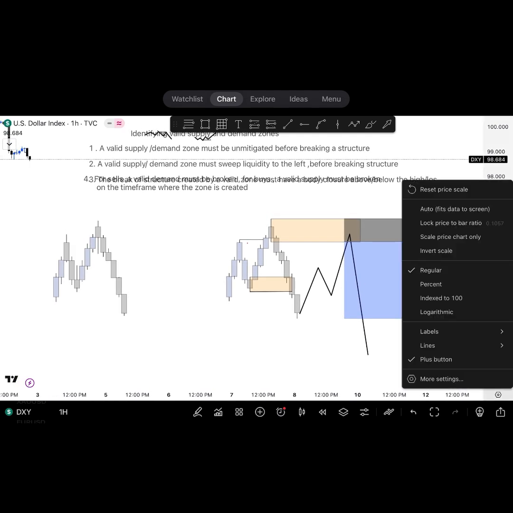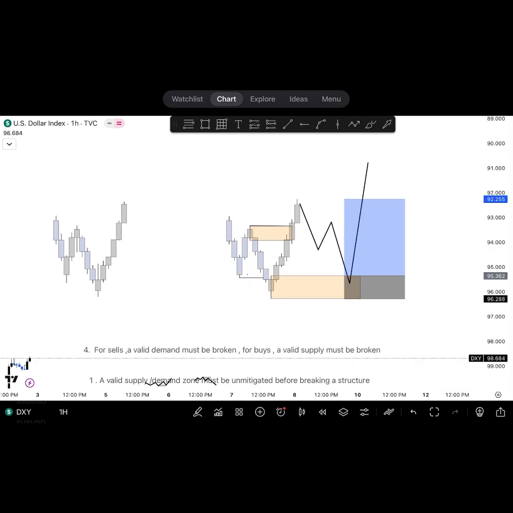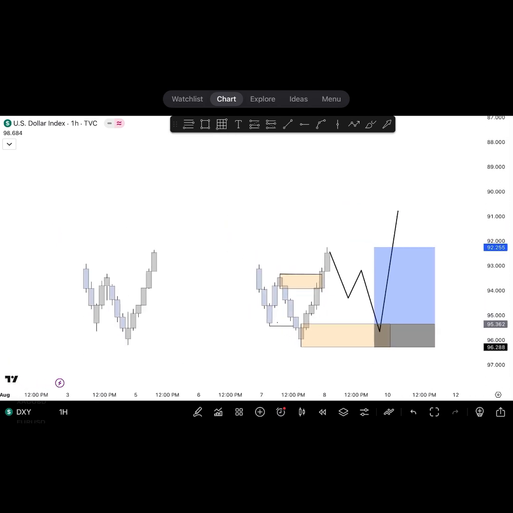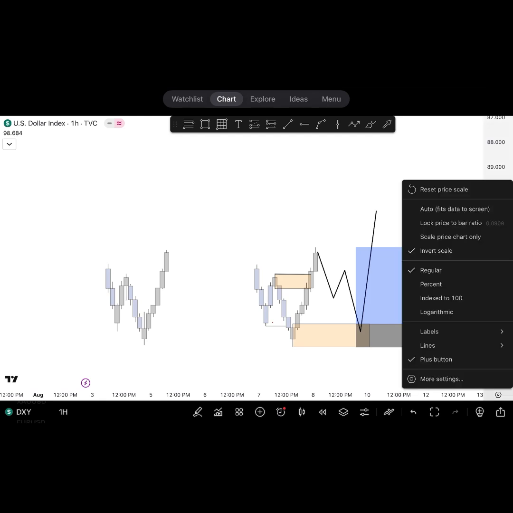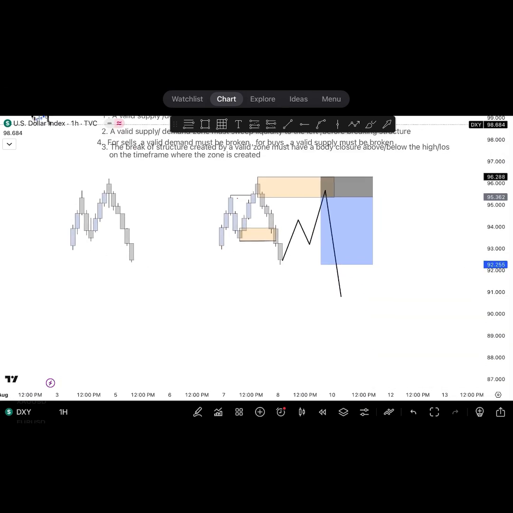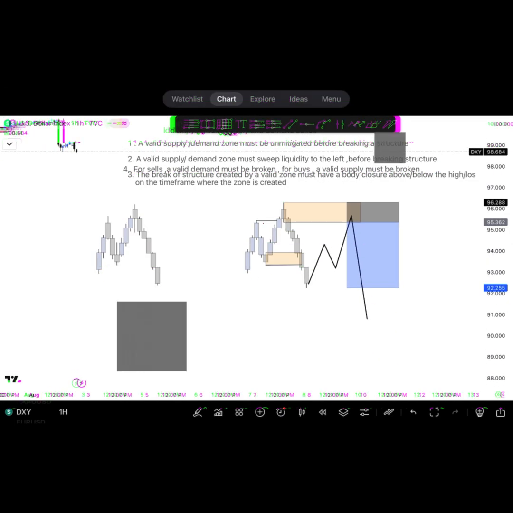Let me reverse the chart so you'd see the case for demand as well. The same exact thing. Make sure it sweeps, make sure the supply is valid, the demand is valid. Make sure it breaks with a body closure, and then just wait for price to come into the zone, and then you look for your buys. Easy and straightforward. So now let's go into the chart and look for real life chart examples.